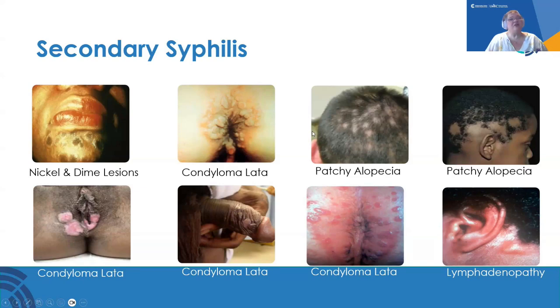And then you can see alopecia, lymphadenopathy. If you saw this, a lot of people may be thinking ringworm or some type of psoriasis type thing. So you can see how it mimics other illnesses.